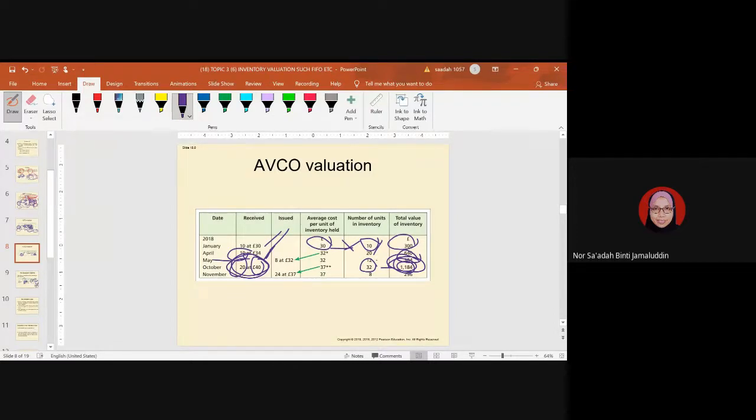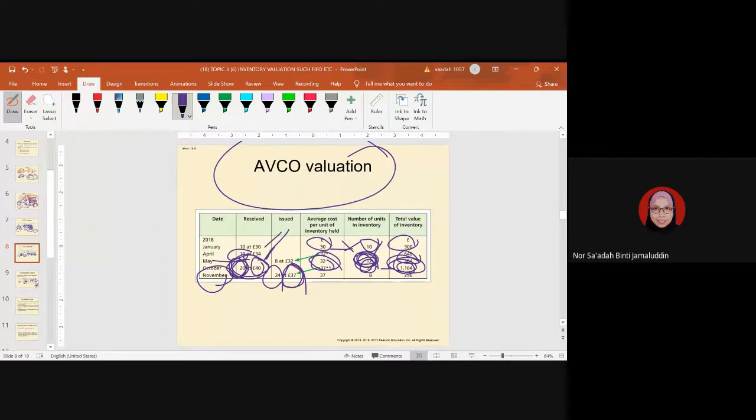Because the previous balance of our inventory is 12, and then we bought again 20. So the total is 32. So 1184, we must divide by 32, and we will get the new average cost is 37. And then on November, when we decide to sell our inventory by 24 units, the price will be 37. So because we use the average cost method, we must sell our inventory with our average cost, and here is 37.